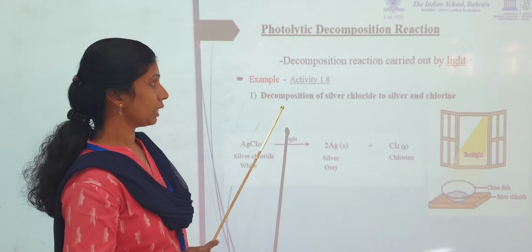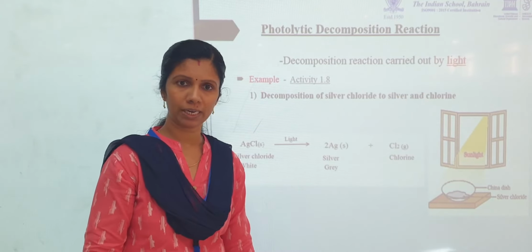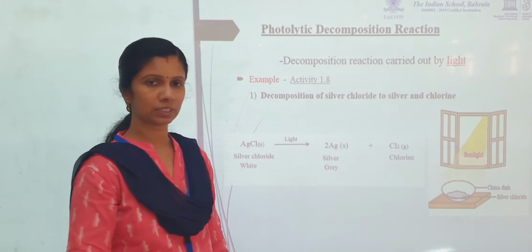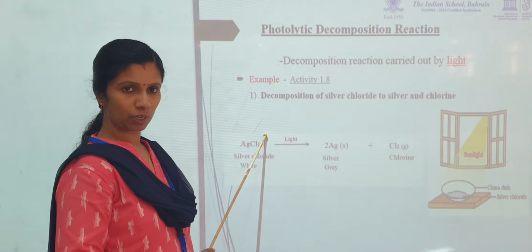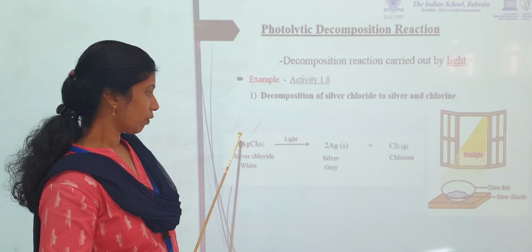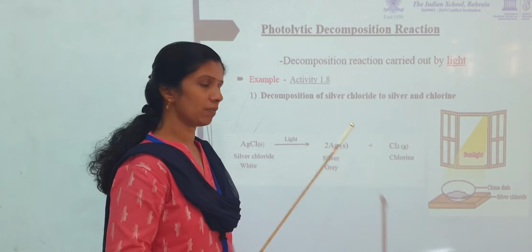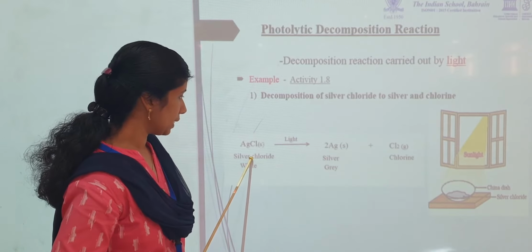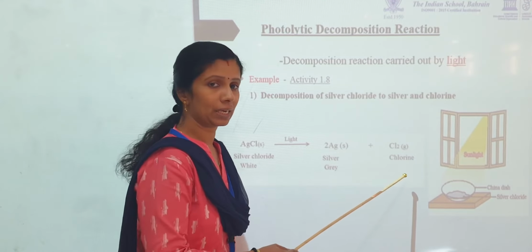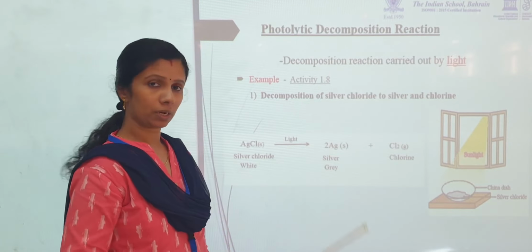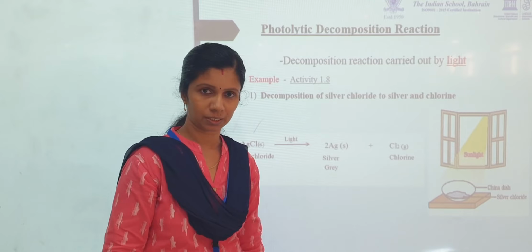For example, decomposition of silver chloride. Take about 2 grams of silver chloride in a china dish and place it in sunlight for some time. After some time, you can see that the white color silver chloride turns to green. This is due to the formation of silver metal. So white silver chloride, when exposed to sunlight, decomposes to give silver and chlorine gas. Here we are using light energy, therefore it is an example of photolytic decomposition reaction.